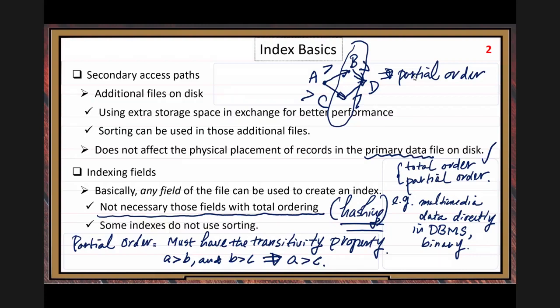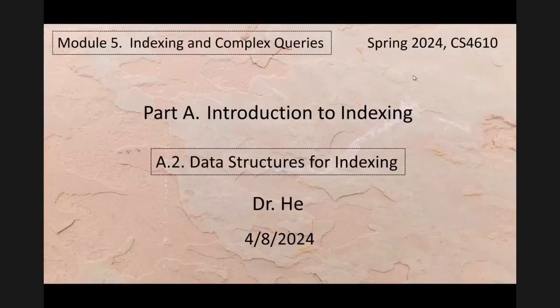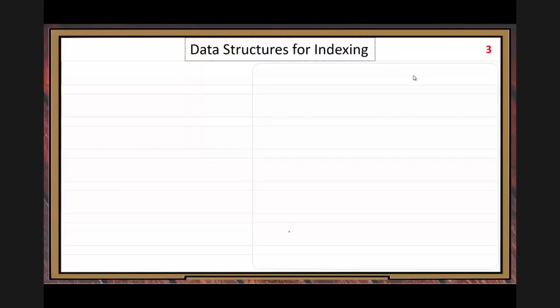Some indexes do not use sorting, because there is no total order, so how can you do sorting? But you still have a chance to do fast search based on the hashing technique. Now, 8.2, data structures for indexing. First, for ordered files, it's simple.